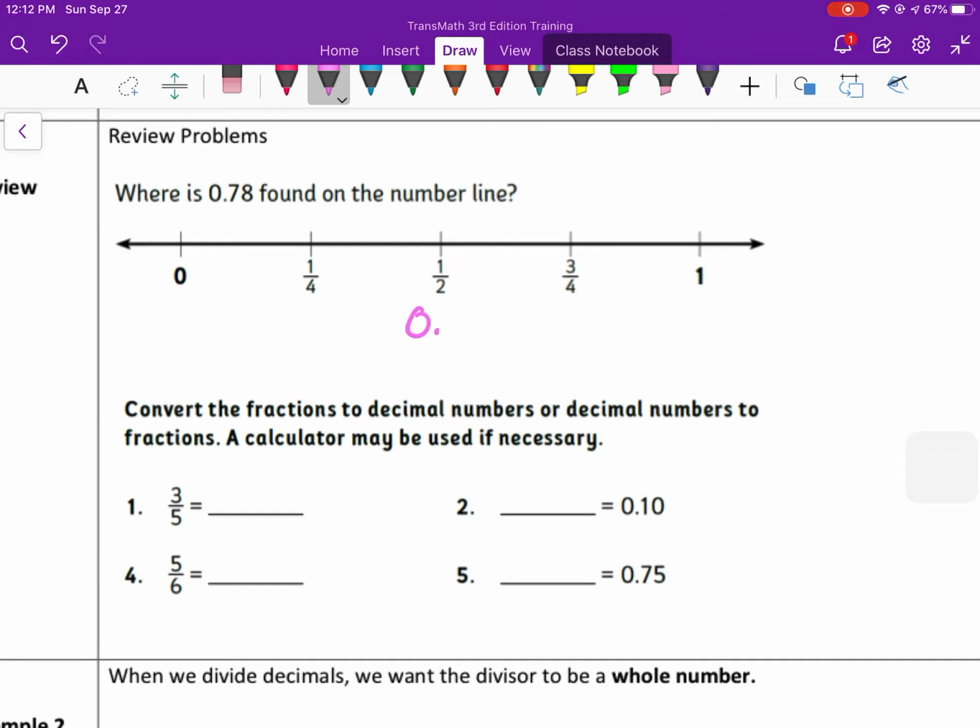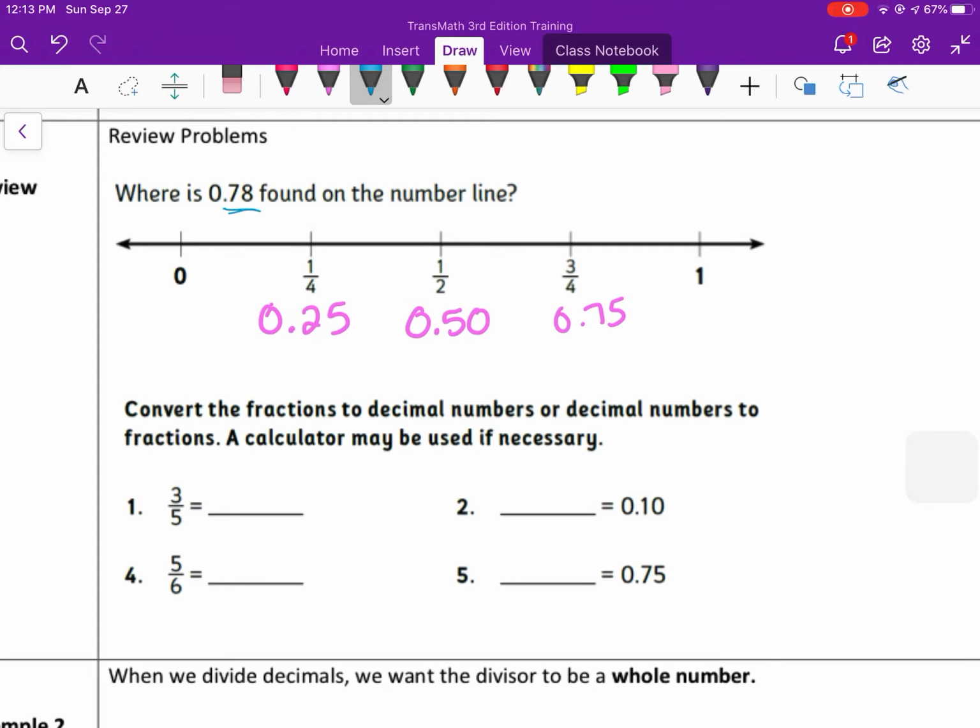Halfway between 0 and 1 is a half, and we should know that that is 0.5 or 0.50 as a decimal. Then 1/4, I like to remember it as 1/4 because 4 quarters makes $1, and 1/4 is 25 cents, so 0.25 is the decimal for 1/4. Then 3/4 is 75 cents, 3 quarters, and 3/4 is 0.75.